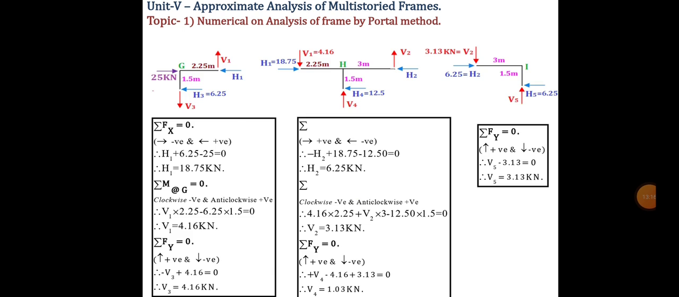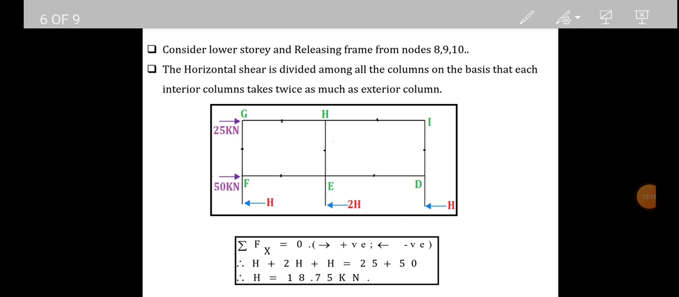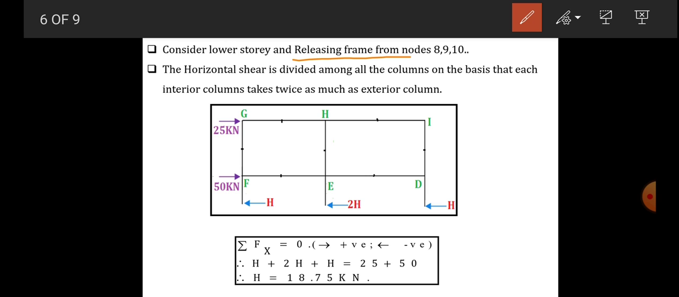Consider the lower story, releasing the frame from nodes 8, 9, 10. The horizontal shear is divided among all the columns on the basis that each interior column takes twice as much as the exterior column. Now let's consider the lower part, nodes 8, 9, 10, with the interior column taking 2H and the exterior taking H. Then again here we have to take the 50 kilonewton force because we are considering nodes 8, 9, 10. This one is 8, 9, 10.